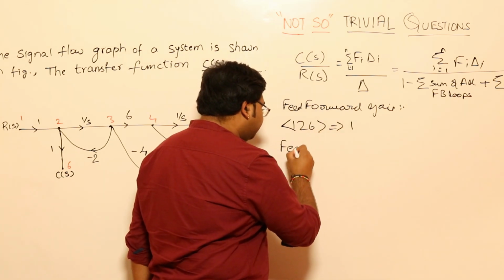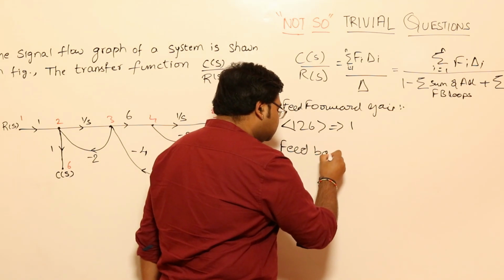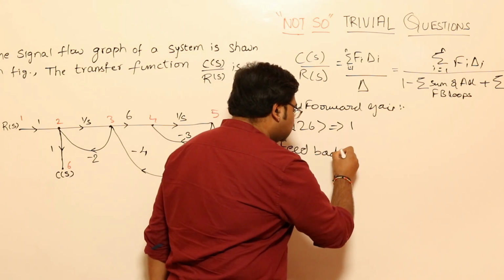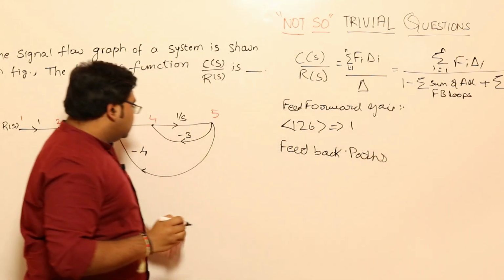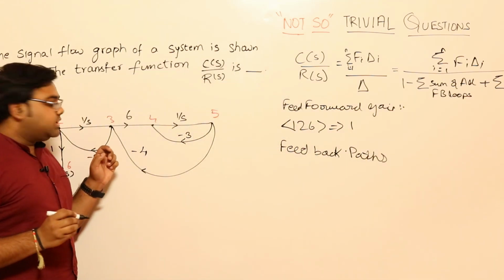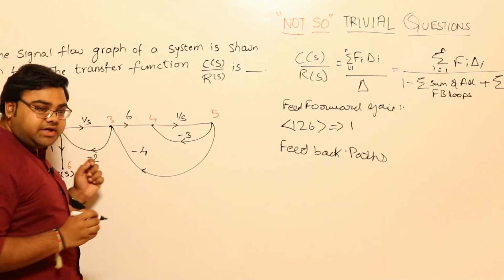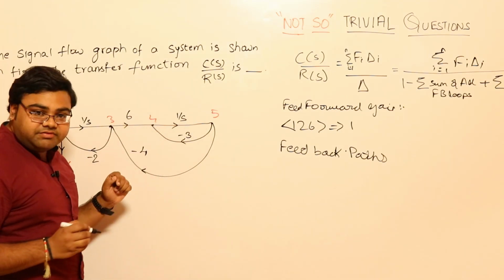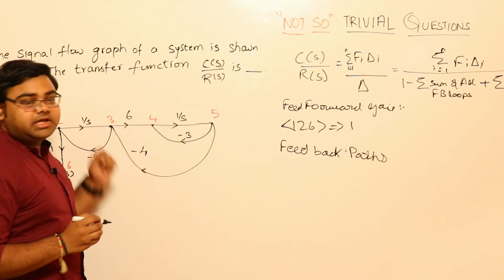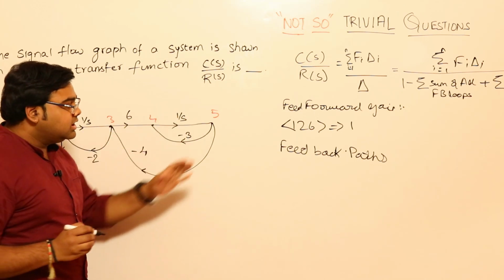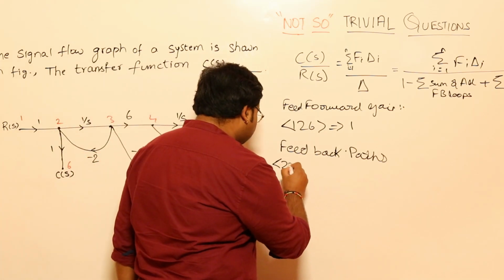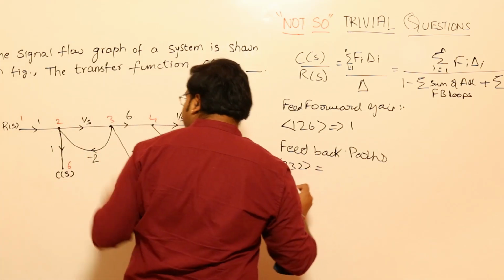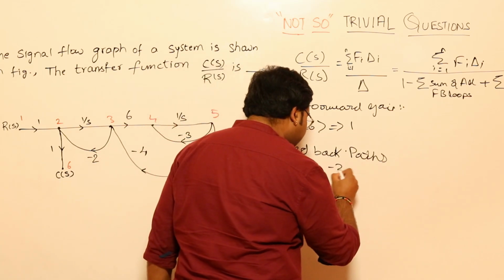Now feedback paths. There are basically 3 feedback paths over here. 2, 3, 2 is one feedback path, 4, 5, 4 is one feedback path, 3, 4, 5, 3 is one more feedback path. Let us quickly write all of those 3 over here. So we have 2, 3, 2, and the associated gain is minus 2 by S.